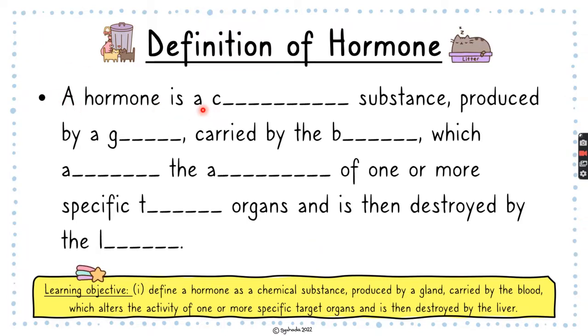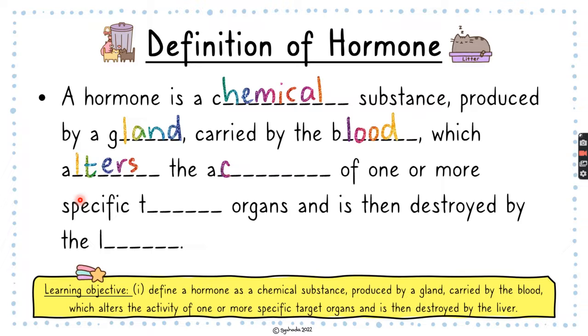Firstly, a hormone is a chemical substance. A protein is a chemical substance, carbohydrates are chemical substances. Hormones are chemical substances, and they are produced by a gland, carried by the blood, which alters the activity of one or more specific target organs and is then destroyed by the liver. All of these keywords and main points are very important for you to remember for the definition of hormone.